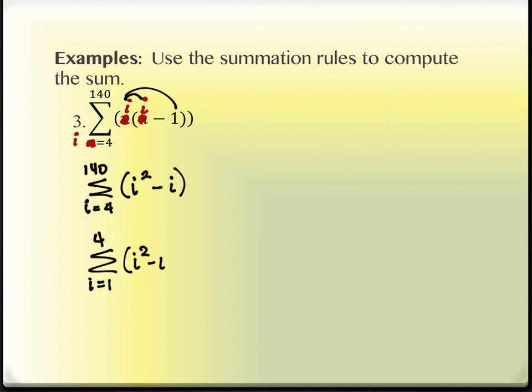But when we do that, we've obviously made it bigger than it was before. At least, maybe I shouldn't say bigger, but we've made it different. We expect that the value changed. That should say 140 on top, sorry. Because I now have 3 terms, namely A1, A2, and A3 that I didn't have before. I put them in because I restarted my index on the bottom at 1 instead of at 4. So to compensate, I need to remove them as well.